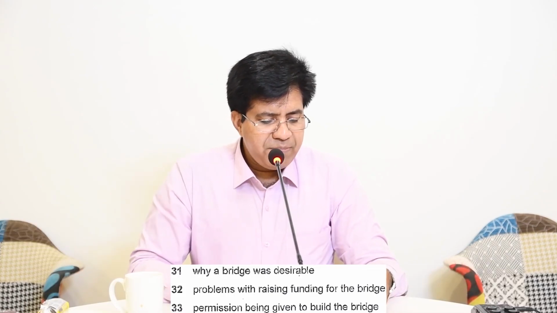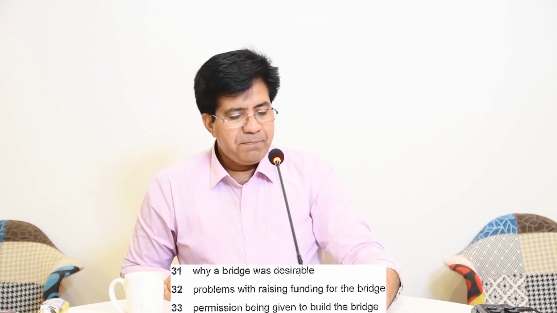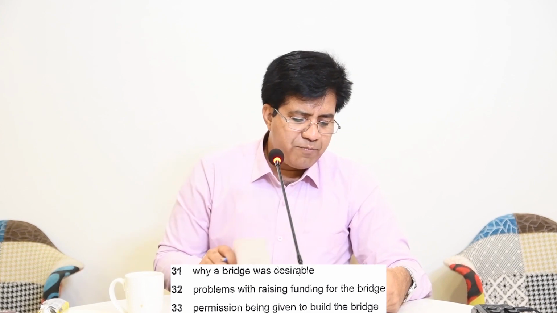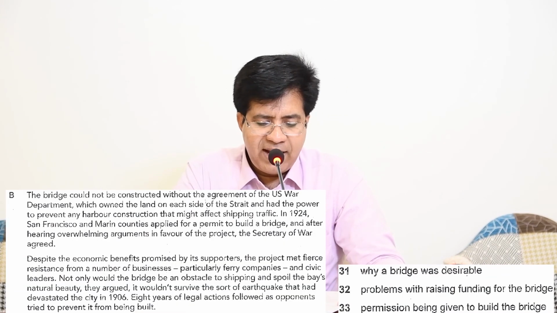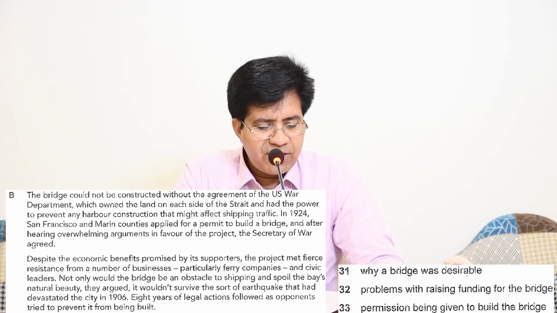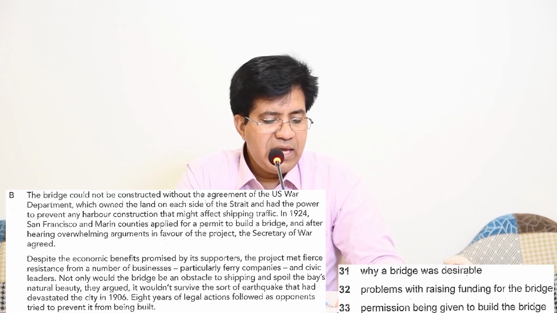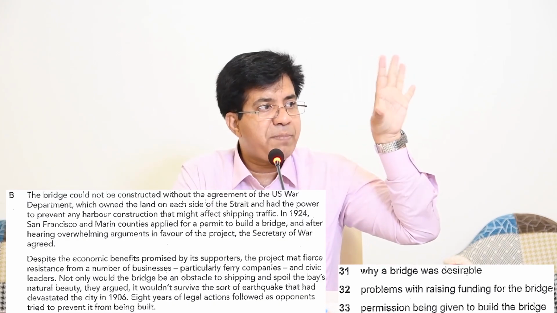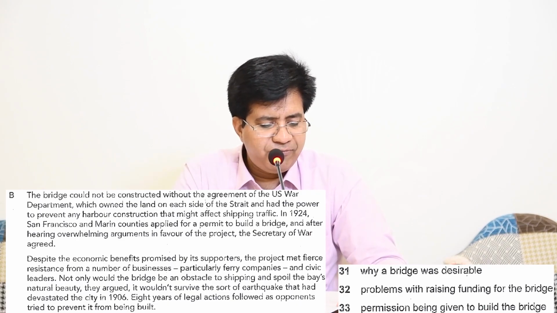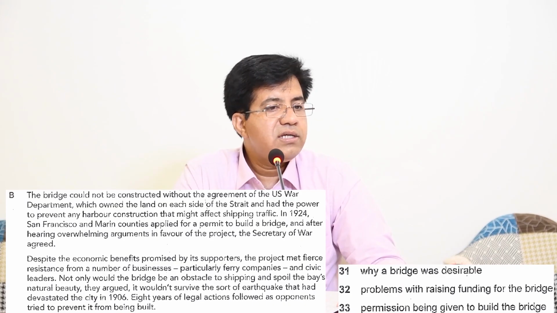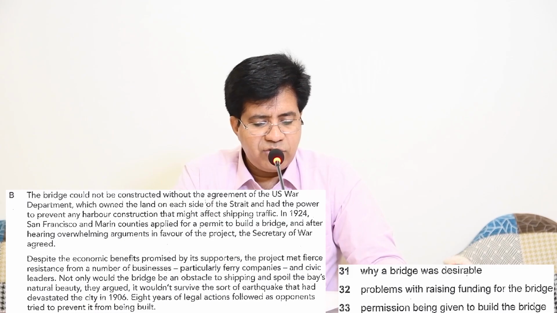Question number 33, permission being given to build the bridge. You know that already. That is paragraph B. And where is it? First paragraph, last line. The Secretary of War agreed. Agreed means he gave permission. Paragraph B, first paragraph of B, last line. Last words, the Secretary of War agreed. Got it? Yes. Exactly. Okay, permission being given to build the bridge.